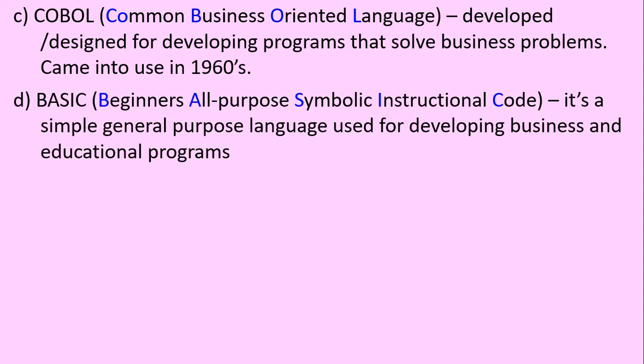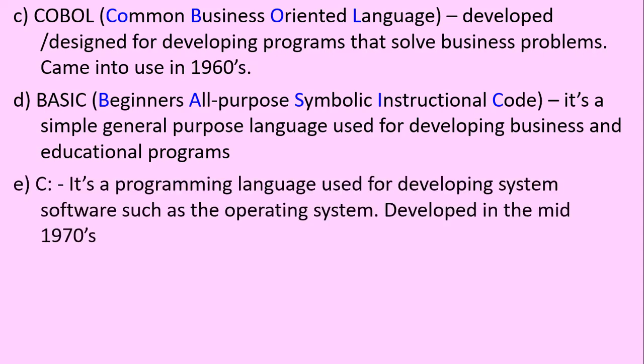On the other hand, BASIC is an acronym for Beginners All-Purpose Symbolic Instructional Code. It is a simple general-purpose language that was used for developing business and educational programs. C was and is a programming language used for developing system software such as the operating system. It was developed in the mid-1970s.